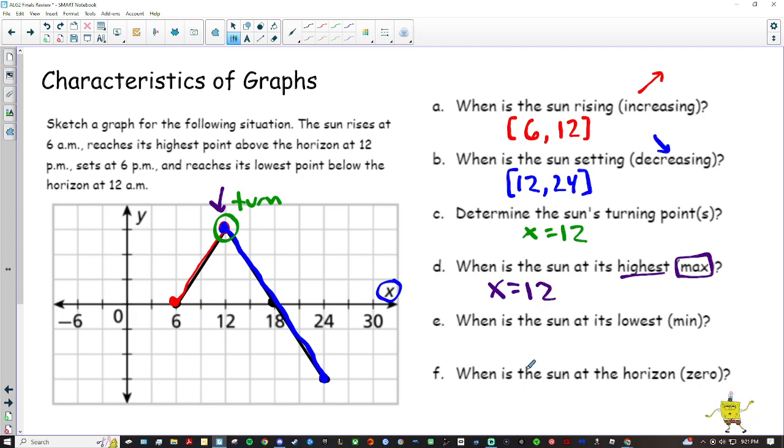E is asking us, when is the sun at its lowest point, its minimum? It is at its lowest point way down here. This is our min. This was our max. This is our minimum because this is the lowest our sun ever gets. It's the lowest point on the graph. Nowhere else on my line does it go under this point. This happens at x equals 24.